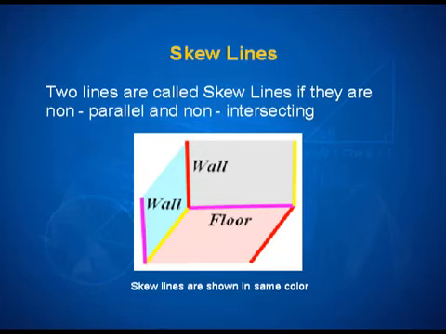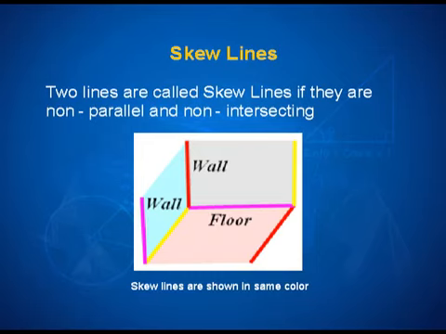We define two lines to be skew lines if they are non-parallel and non-intersecting. Now, suppose we look again at the room where you are sitting. Can you identify two lines which are skew? Lines which are neither parallel nor intersecting. If you look at the edges of these walls which are in the same color, then these lines will be neither parallel nor intersecting, and therefore, they are skew lines.